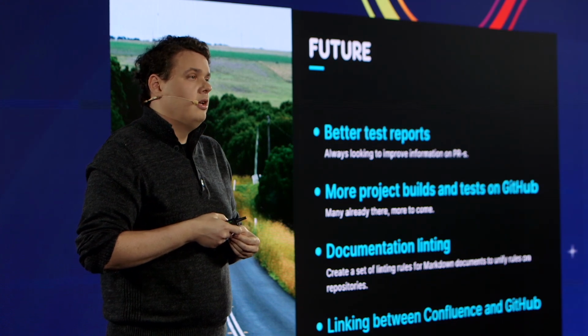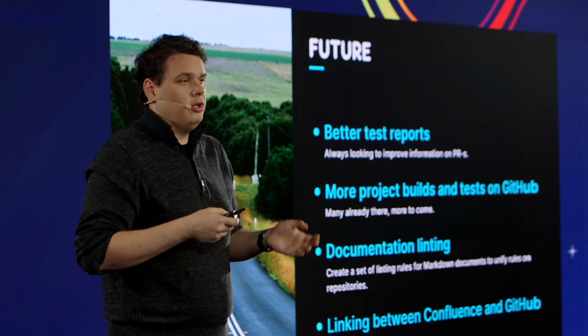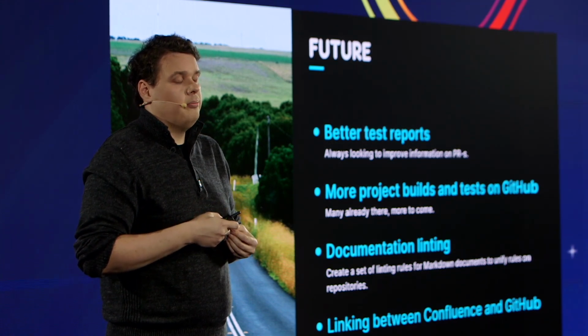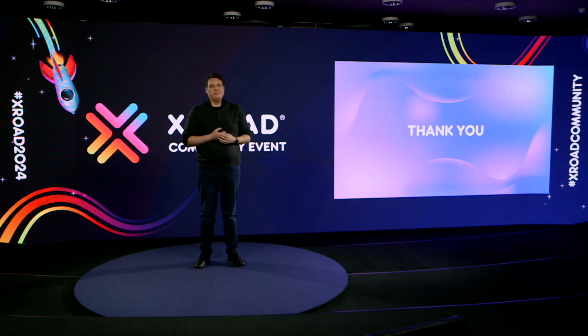And then finally, we would like to enable linking between Confluence and GitHub, because currently there's a lot of information available on the knowledge base, but the people that are visiting GitHub, unfortunately, don't get the benefit of that. So that's what we are looking to do in the community during the next year. And with that, thank you for listening.